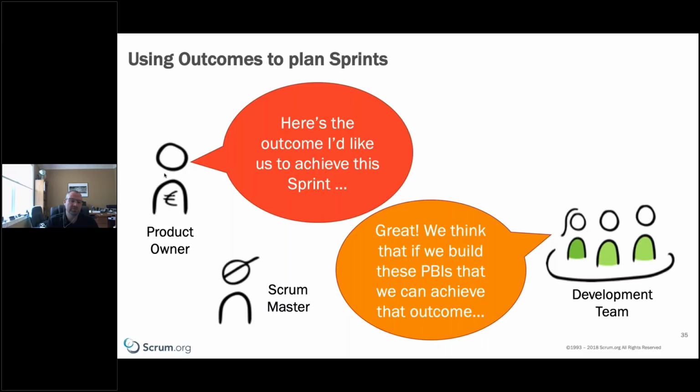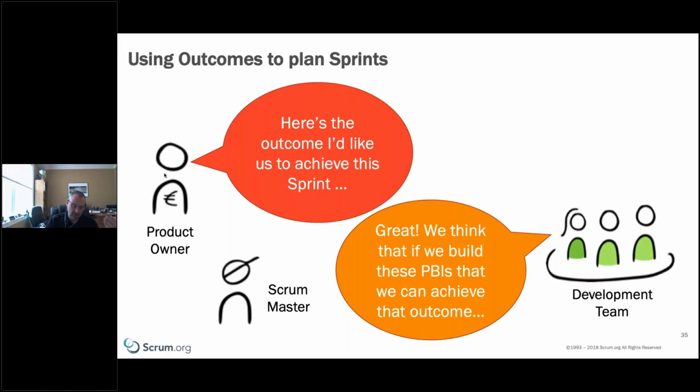So using outcomes to plan our sprints. Here's the outcome I'd like to achieve this sprint, says the product owner. The development team says, great, we think that if we build these product backlog items, we can achieve that outcome. Communication. It's all about communication. Understanding what is my goal of this sprint. That outcome is probably that sprint goal. The development team pulls the product backlog items into the sprint backlog to achieve that goal, and then works together on what we're trying to achieve.